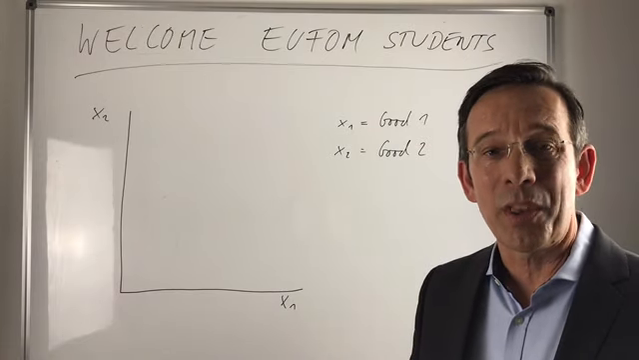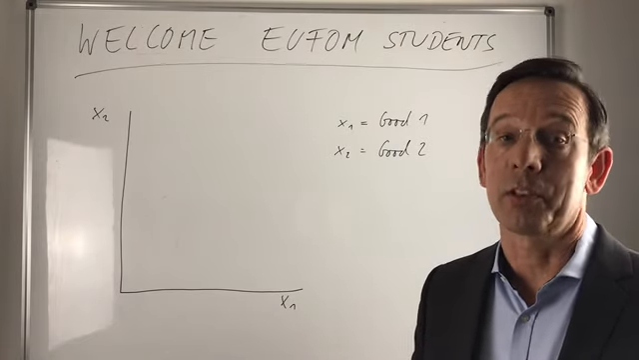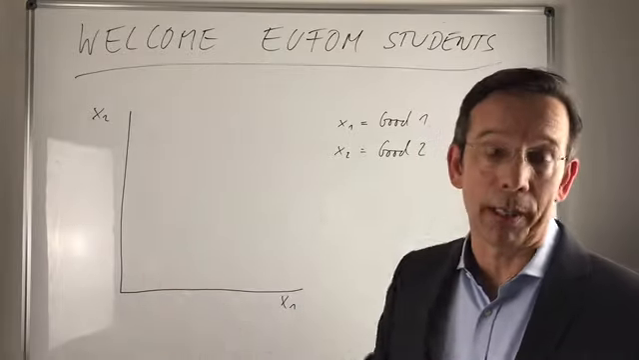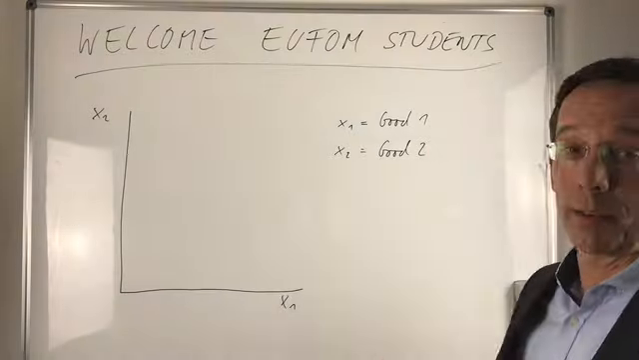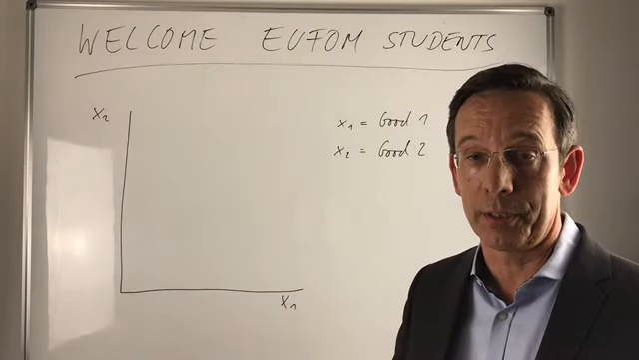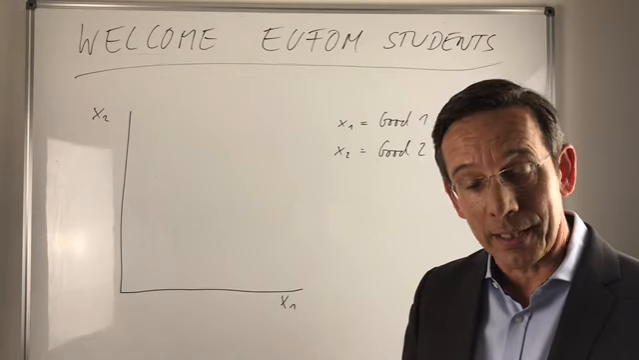Now let's continue with another diagram economists typically like. So that's the x1, x2 diagram. So x1 is good one, x2 is good two. So think of two different goods. And now scarcity kicks in.